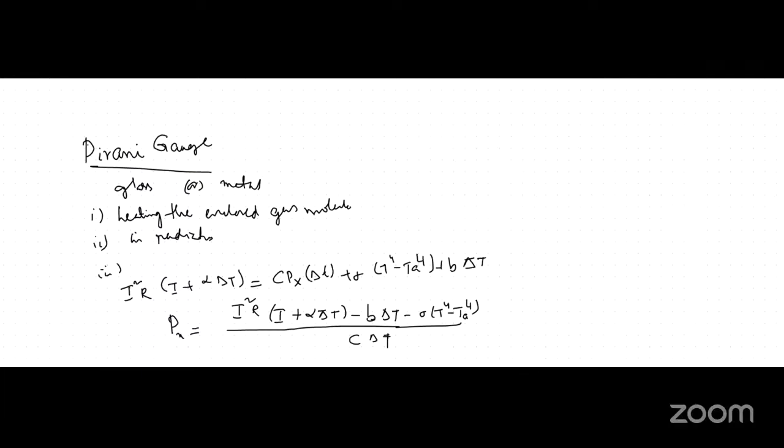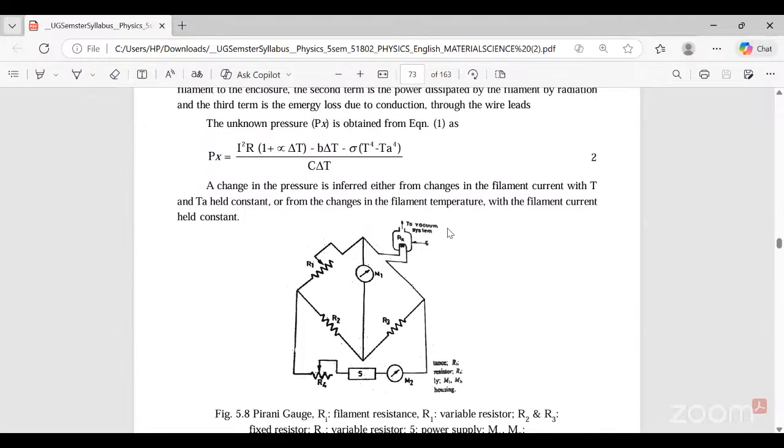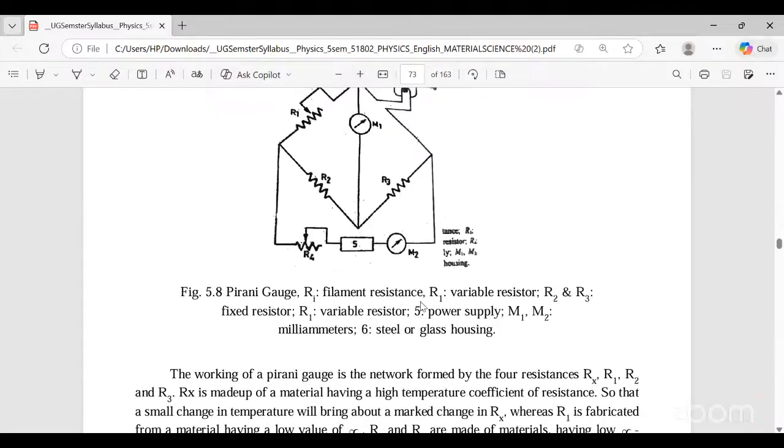Now let us see the picture of the Pirani gauge, this one.